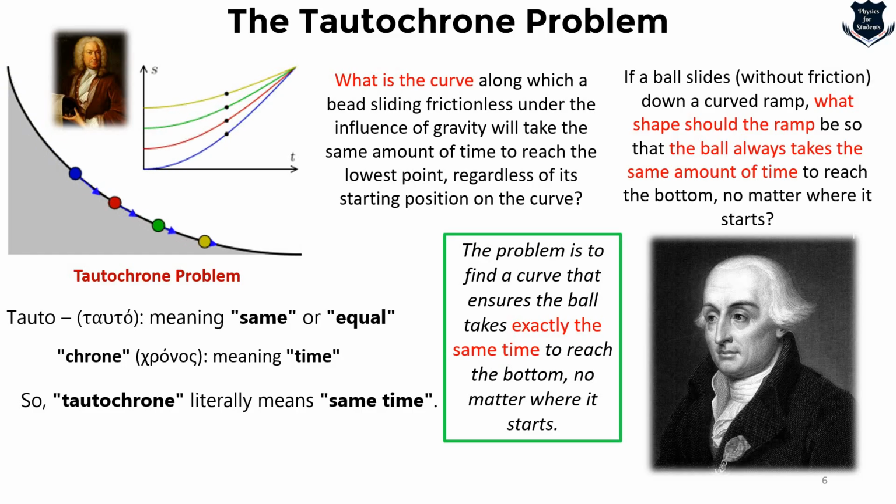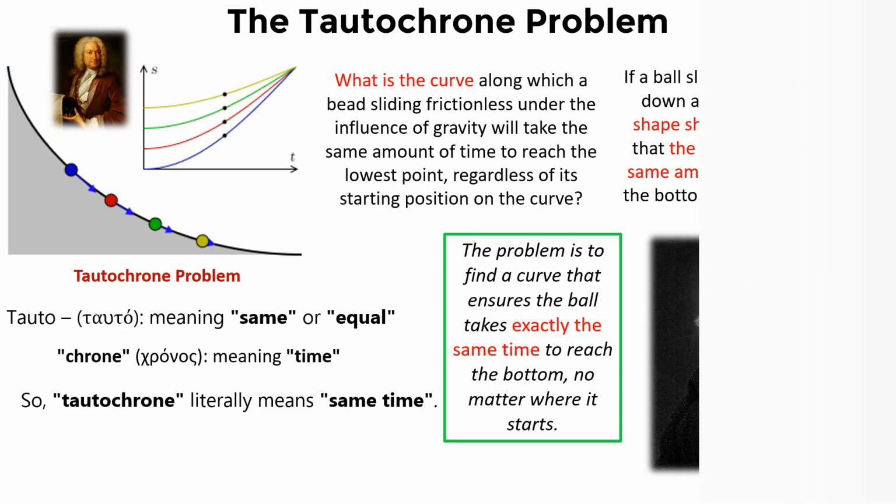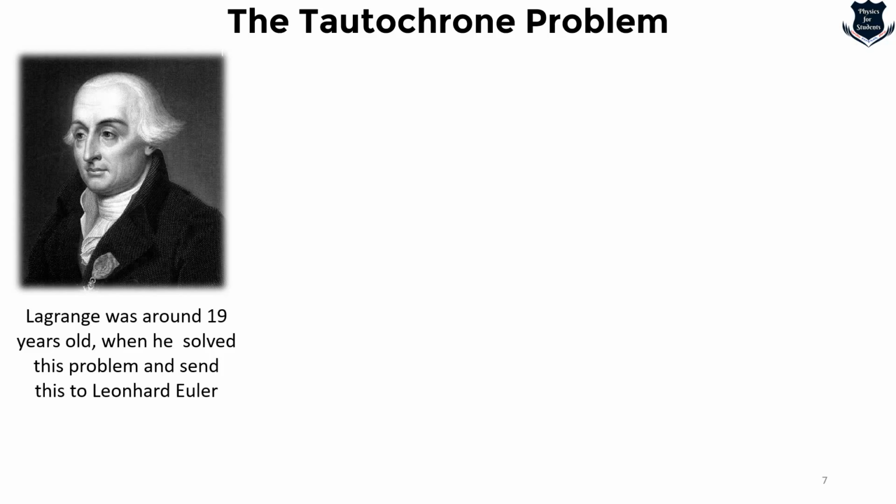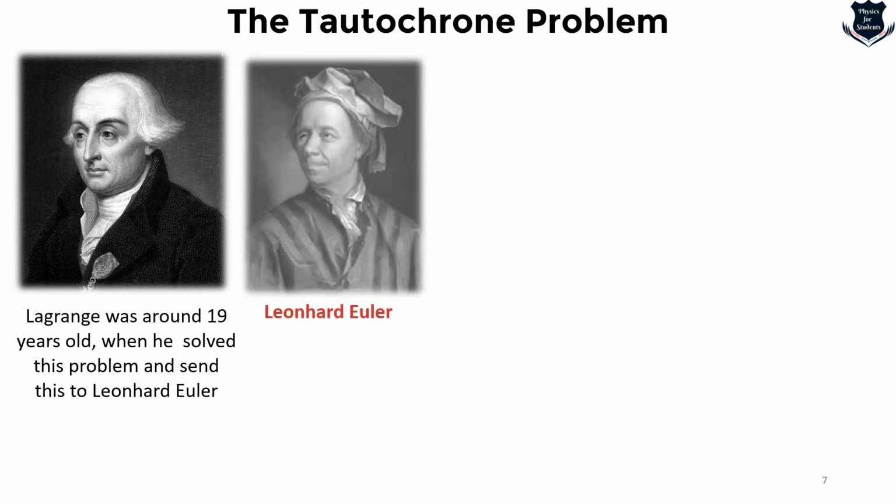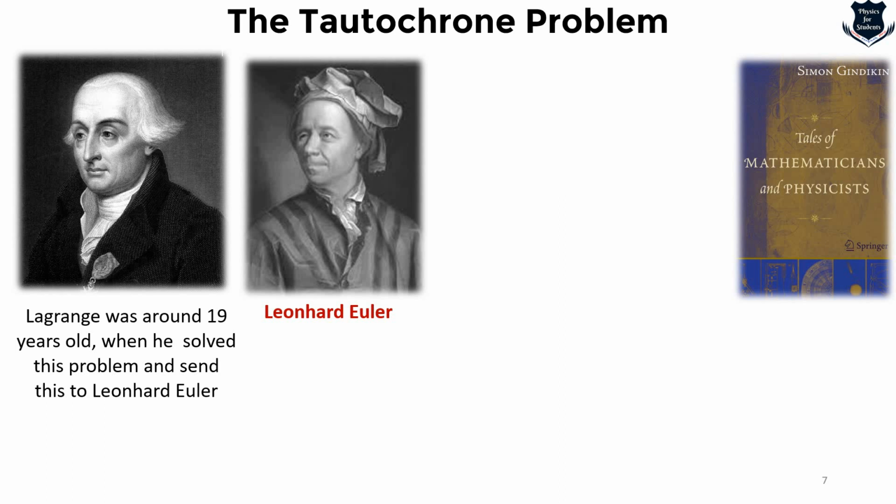Now, Joseph Louis Lagrange solved the problem which was posed by Johann Bernoulli when, history tells, he was around 19 years old. He was just 19 when he solved this problem, and sent it to another great mathematical giant, Leonhard Euler, the Swiss mathematician. And here comes the most interesting story. I'm quoting these lines from the book Tales of Mathematicians and Physicists, written by Simon Gindikin. I hope I'm pronouncing his name correctly.